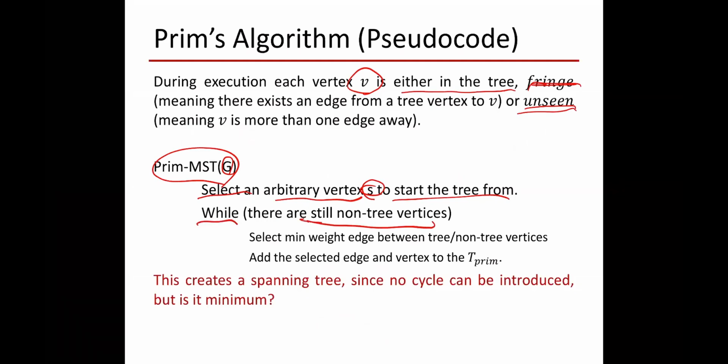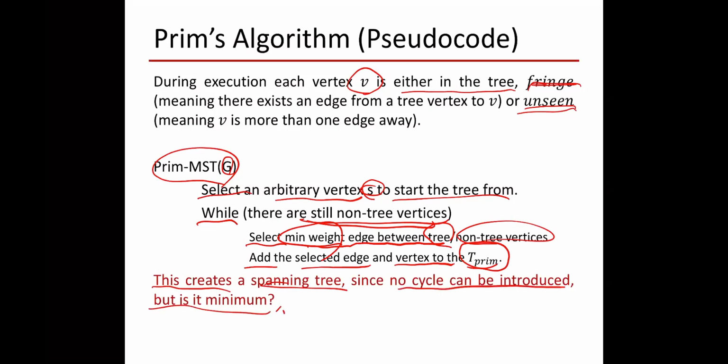While there are still non-tree vertices, I keep selecting the minimum edge between tree and non-tree vertices. Among the candidates, I choose the minimum weight. Then add the selected edge and vertex to the constructed tree T, unless it violates my rules, meaning it does not create a cycle. So this creates a spanning tree. Since no cycle can be introduced, but is it minimum? How can you guarantee it's the minimum?